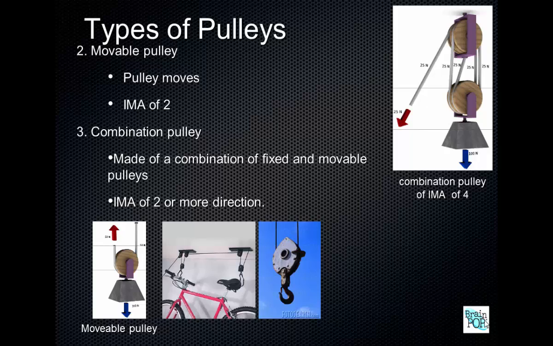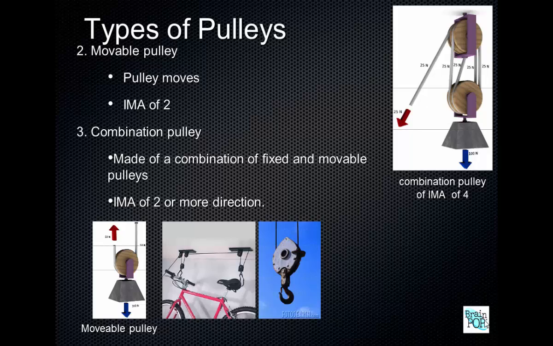Let's focus on this. All right, our last type of pulley is the combination pulley. It's made of some fixed pulleys and some movable pulleys together. And here's an example. Now, you can set this up in different ways. You can have multiple pulleys. You can have multiple ropes supporting it. So you can set it up in different ways.